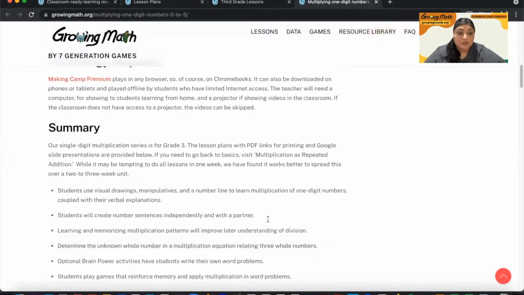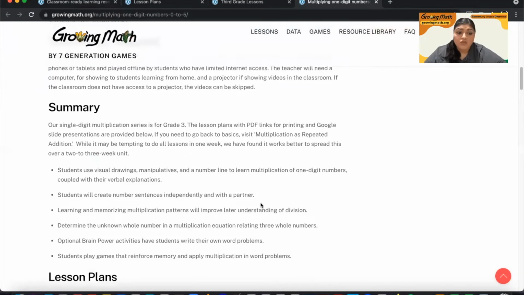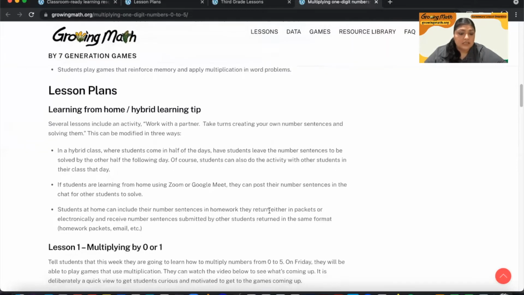All of our lesson plans also include a summary. For this one, it says our single digit multiplication series is for grade 3. The lesson plans with PDF links for printing and Google slide presentations are provided below. So these are several lesson plans in one, like I mentioned, a multiplication series. You will scroll down and see the lesson plans.